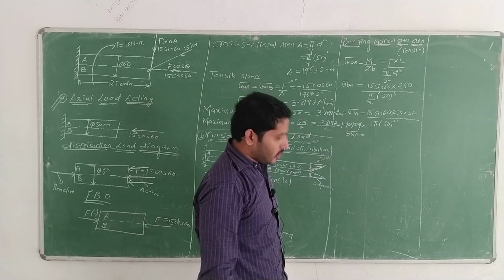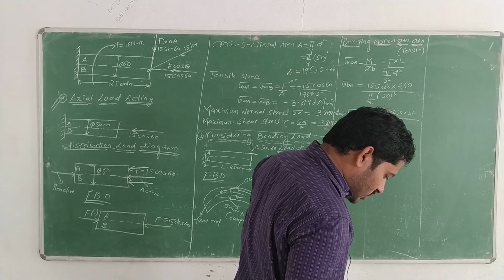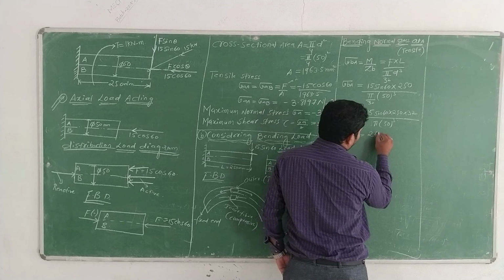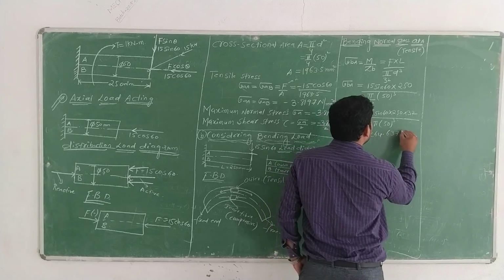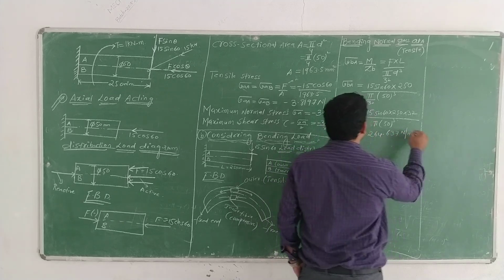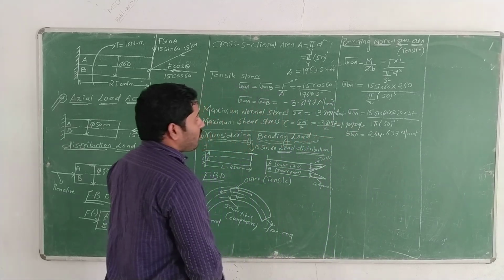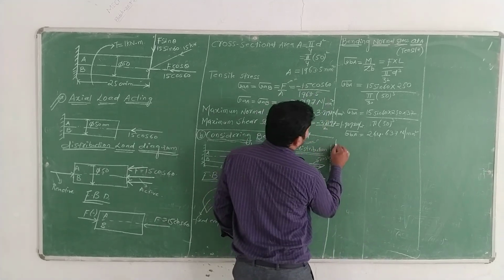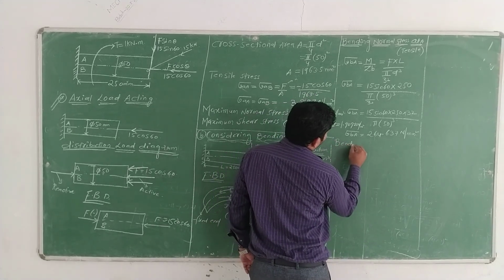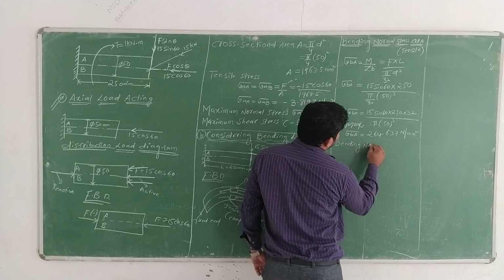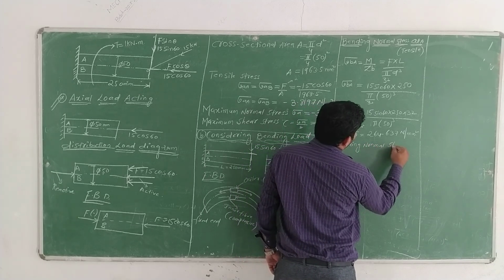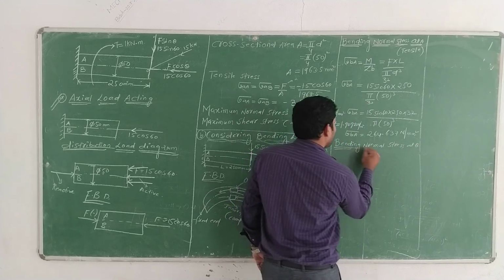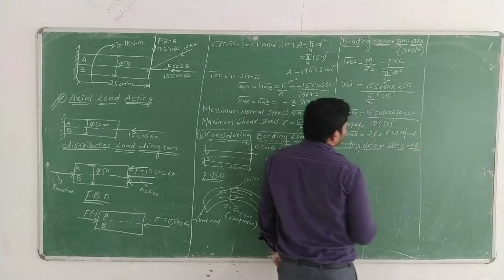So I am getting the value 264.637 Newton per mm square. Again you need to find out the bending normal stress acting at point B. So bending normal stress at B.